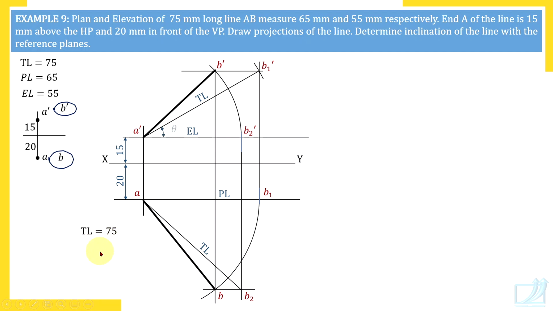TL 75. This angle is theta, you are asked to find out. And this angle is phi here, you are asked to find out. A dash B1 dash, true length front view gives inclination with HP. And true length top view, that is AB2, gives inclination with VP.